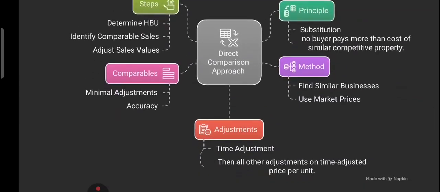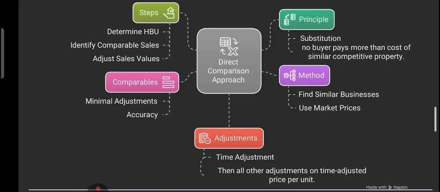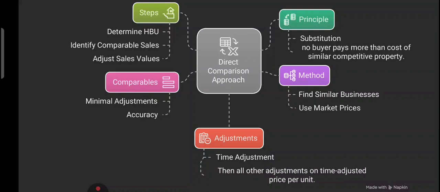And in our theory video, I have provided a numerical problem with a step-by-step explanation of how to go about solving a problem based on the direct comparison approach. It is not feasible to describe the entire process here, because the entire calculation will itself take 20 to 30 minutes.